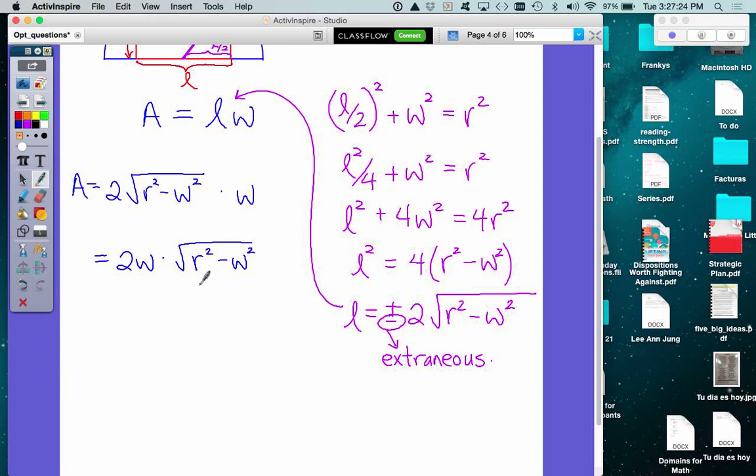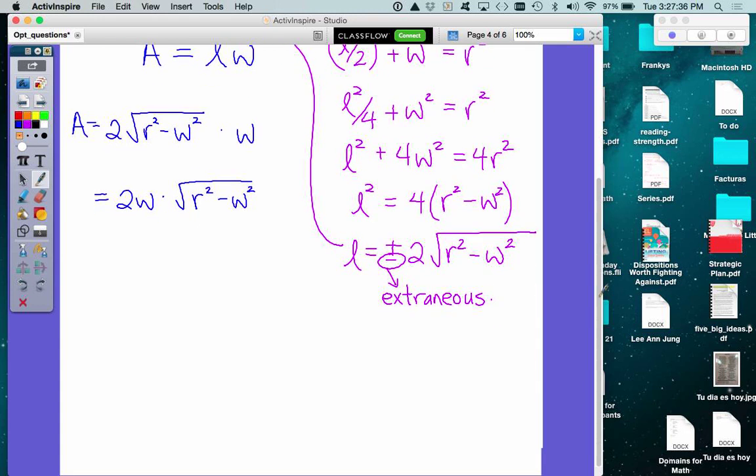R is not a variable in this equation. R is a parameter. R is a restriction: the semicircle can only be as big as r. R is a constant. We don't know what it is. We're just giving it the parameter r. But it's a parameter, not a variable. It's sort of like in the equation of a line, y equals mx plus b. We know that m is a parameter. M is not a variable. X and y are variables. M is a parameter. It's a constant that just hasn't been defined yet.